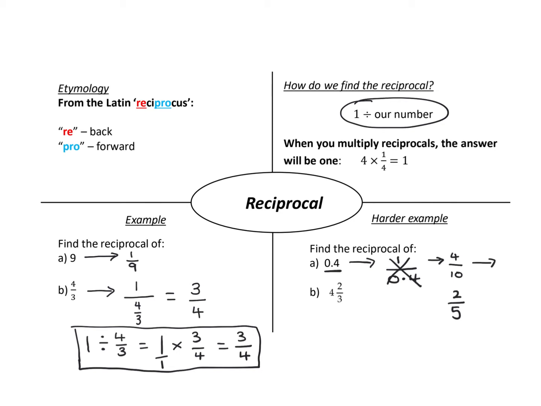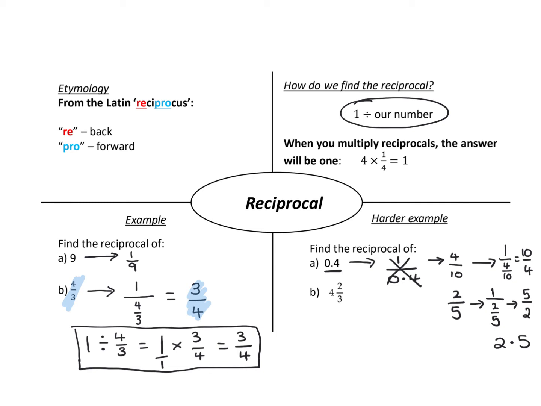And then just have a little look and remember what happened when we were over here. 4/3 became 3/4. If you need a calculator to help you work this bit out, that's fine. 1 divided by 4/10 becomes 10/4. And that's the same as 1 divided by 2/5 becomes 5/2. Both of them are 2.5. Have a little think about that. Have a look what's going on.